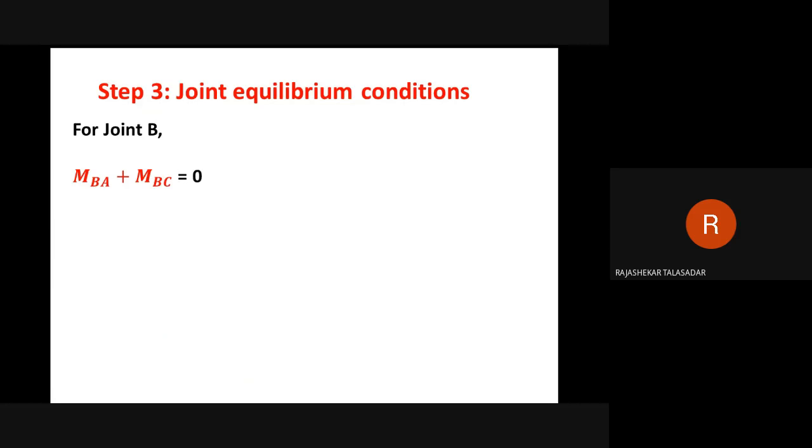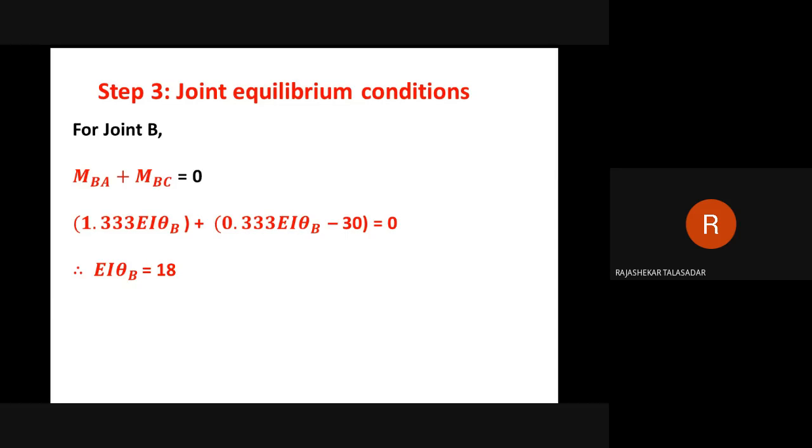It is MBA plus MBC equals 0. Substitute the value of MBA and MBC which you have written in the second step. What is MBA? You have written 1.333 EI theta B. MBC is 0.333 EI theta B minus 30. So if you simplify this, 1.33 plus 0.33 means it is 1.667 EI theta B minus 30 equals 0. Therefore, EI theta B you are going to get here is 18.